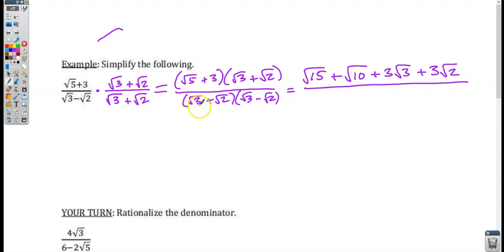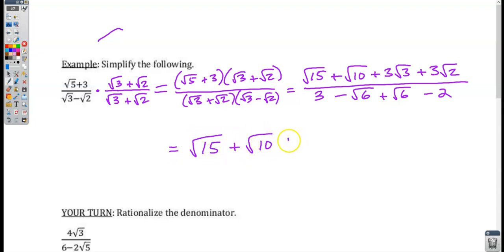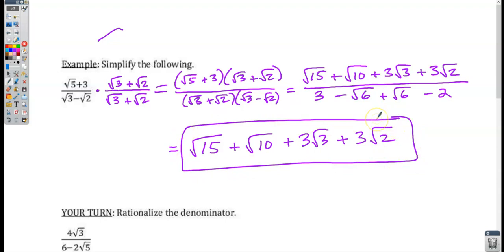And now when I do my denominator, I've got square root of 3 times square root of 3 is 3. Outer terms give me a minus square root of 6. Square root of 3 times square root of 2 is square root of 6. Inner terms give me a plus square root of 6. And my last terms give me a minus 2. And so when I combine all of those together, that ends up just being 1. And so my answer here is going to be square root of 15 plus square root of 10 plus 3 square root of 3 plus 3 square root of 2. That's going to be my answer.